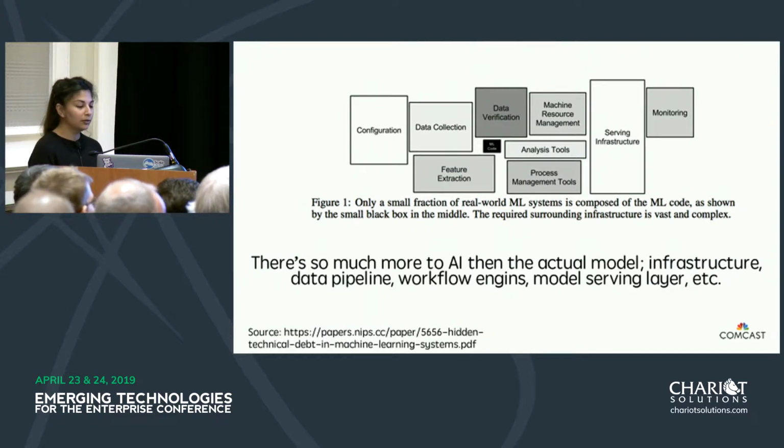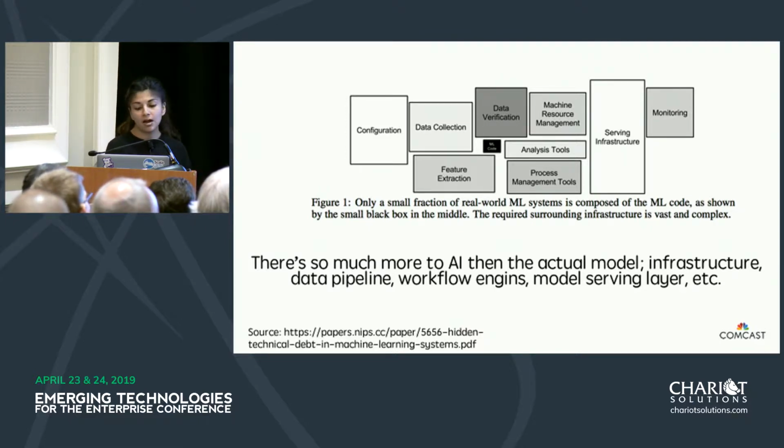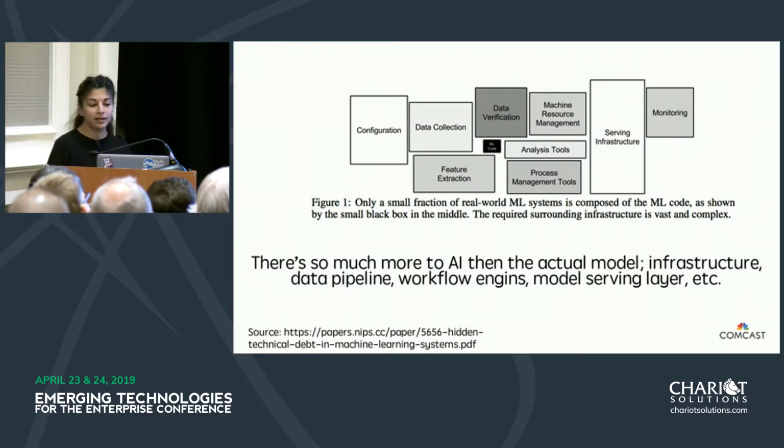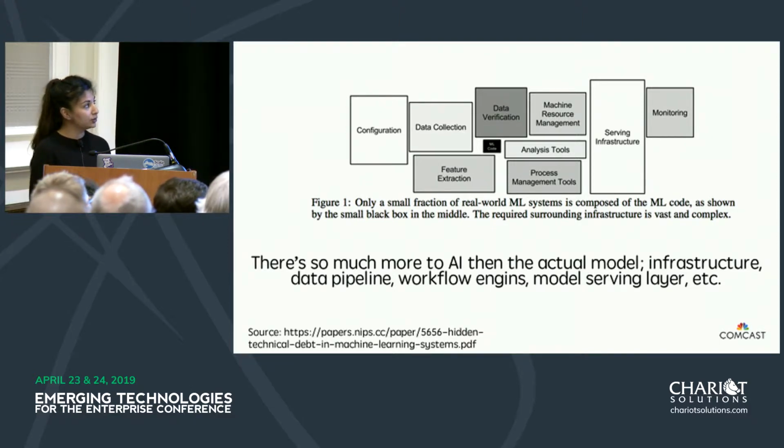So you'll see right in the middle is this little black box. It's the actual machine learning code. It's the Python or whatever. But then everything around it is needed to make that perform in some fashion. So long story short, there's so much more to AI than the actual model. There's infrastructure, there's data pipeline, there's workflow engines, there's model serving. There's a lot more that's needed to facilitate producing predictions via a machine learning platform for your production, customer-facing products.